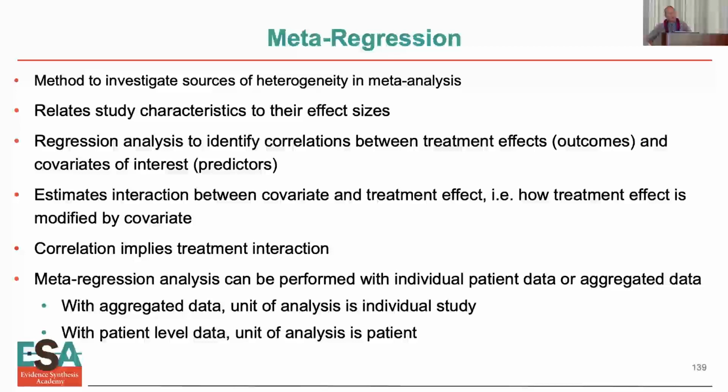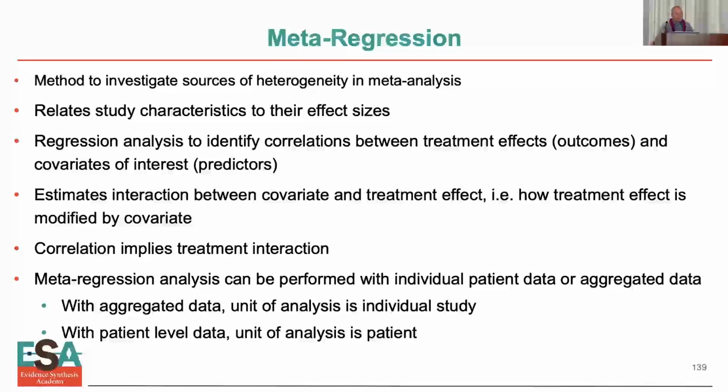And so what we're doing here is we're identifying correlations, right, between the treatment effects, the outcomes, and the covariates of interest, the predictors. Now, because the outcome here is actually an effect size, it's a calculated difference between two groups. In essence, if you did this as a regression model, this is really estimating interaction, right? This is the interaction between treatment and the covariate. So if you have your individual data, then the meta-regression estimate is the same as the treatment effect interaction. And so the correlation, a positive correlation here, implies that you have interaction.